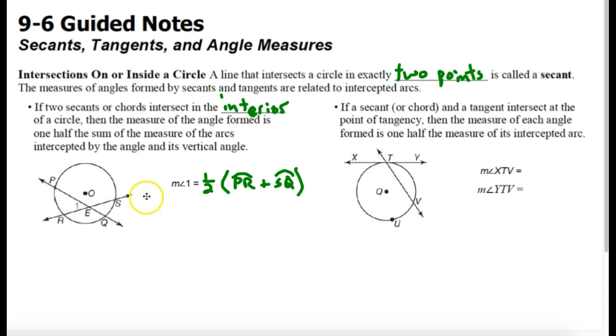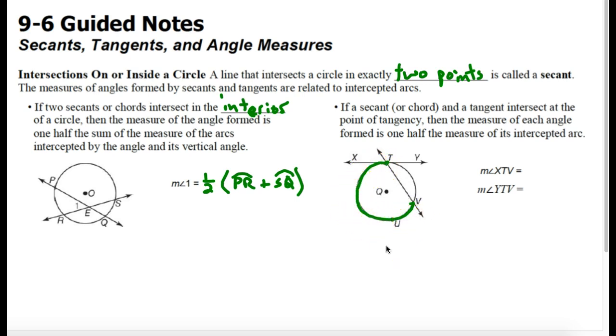The other possibility that we're going to look at first is if a secant or a chord and a tangent intersect at the point of tangency. So they intersect at a point on the circle. Then the measure of each angle is just equal to 1/2 the measure of its intercepted arc. If we look at angle XTV first, this angle right here, that is just equal to 1/2 of its intercepted arc, which would be this entire arc right here.